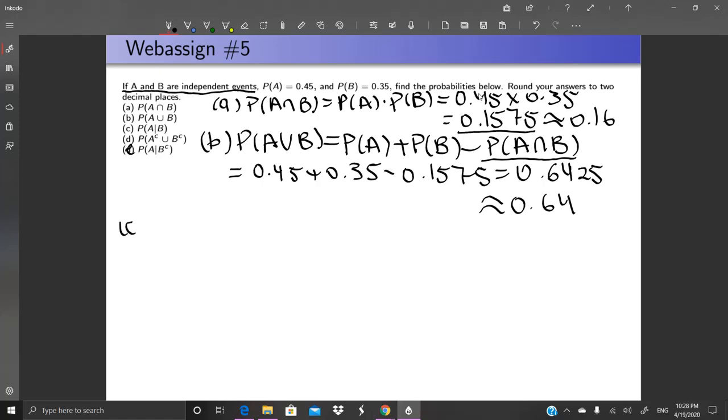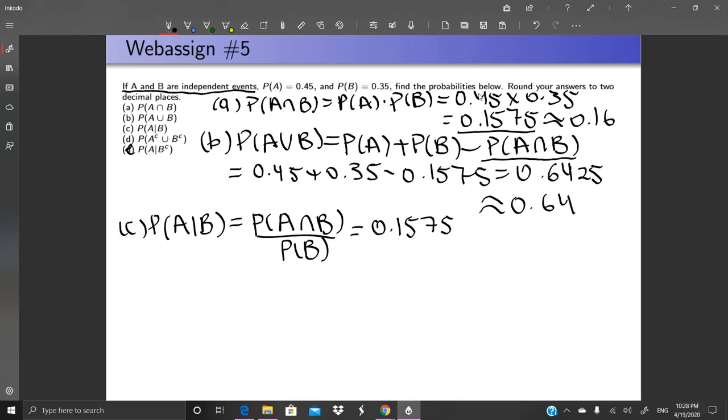Next, part C. The probability of A given B, or really the conditional probability of A given B, is equal to, we use the formula: you take their intersection, then you divide by the probability of B. The probability of their intersection is 0.1575. Divide that by the probability of B, which is 0.35.